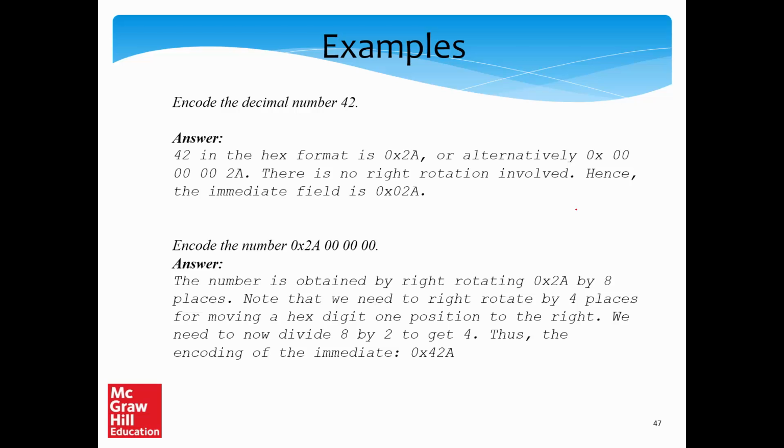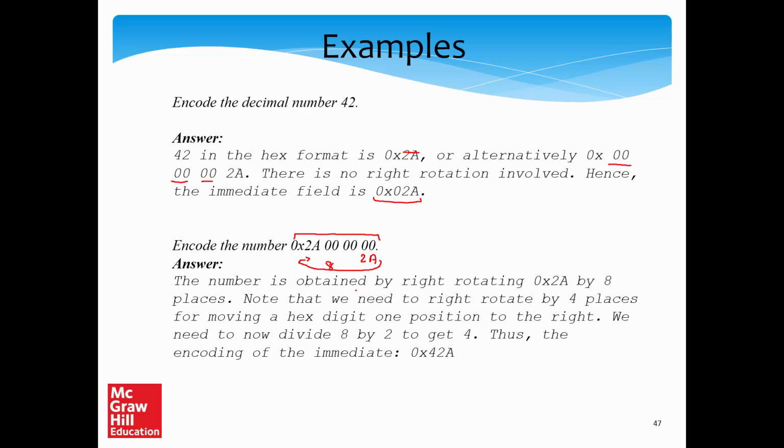Encode the decimal number, let's say 42. 42 in hex format is 0x2a, 2 times 16 plus 10. Alternatively, if I want to make it a 32-bit quantity, we can put 3 bytes before it, all zeros. Since there is no right rotation involved, the immediate field is 0x02a. Now let's encode the number 0x2a000. The number is obtained by right rotating 0x2a by 8 positions.